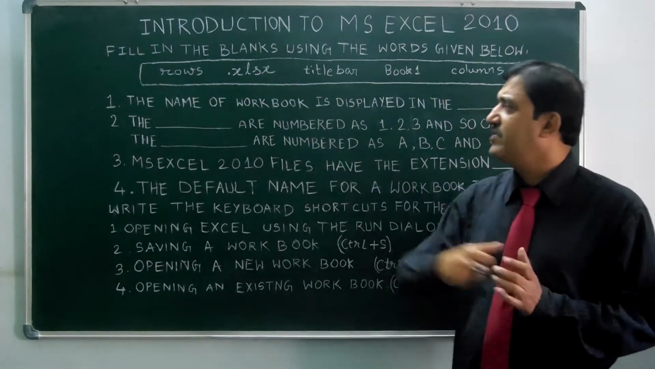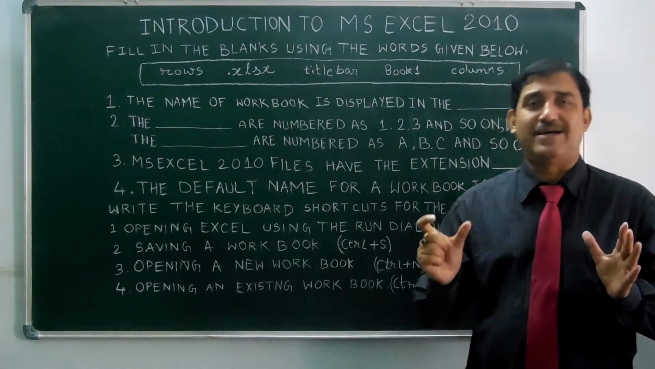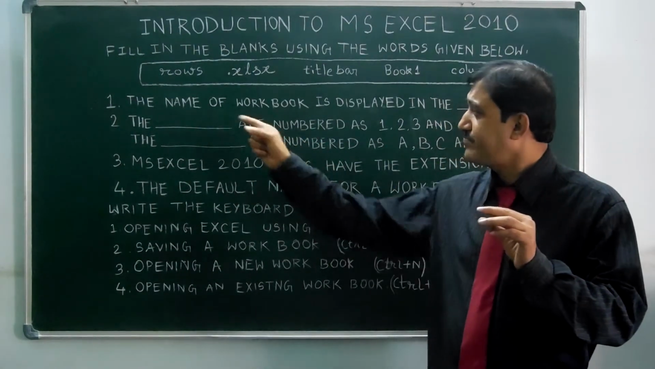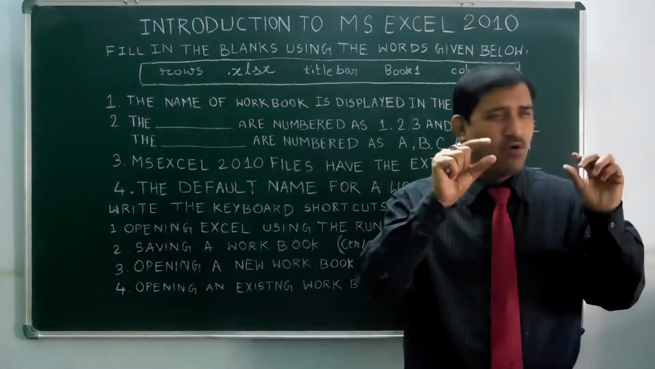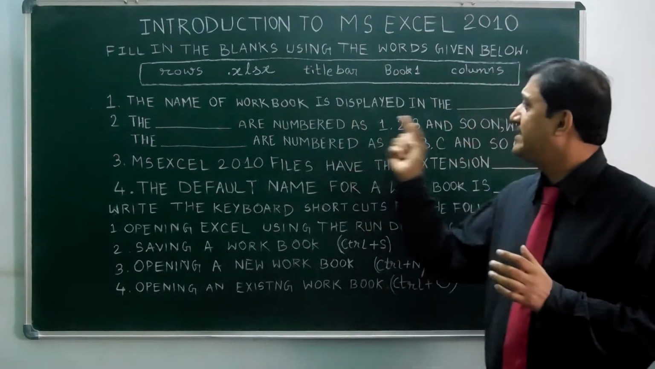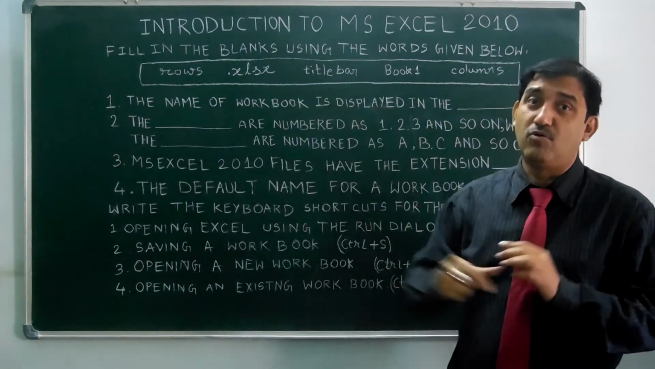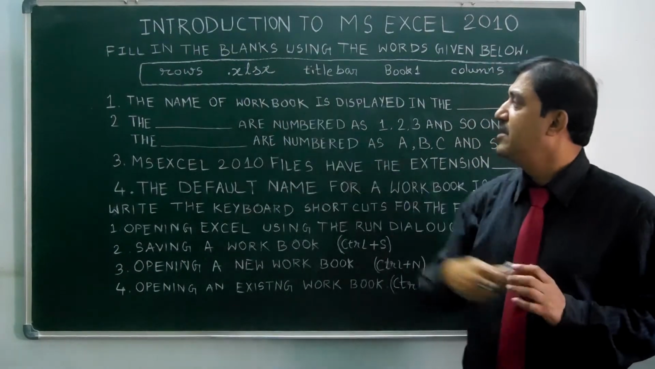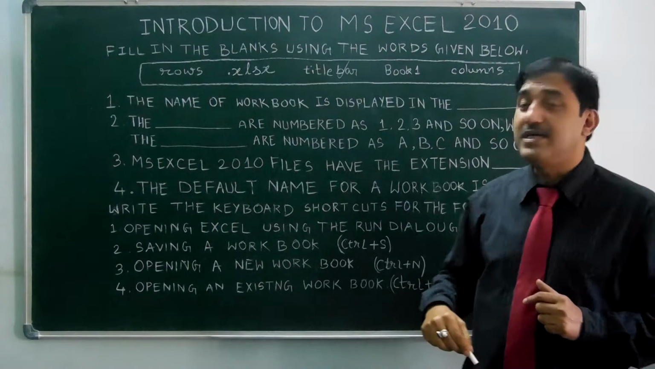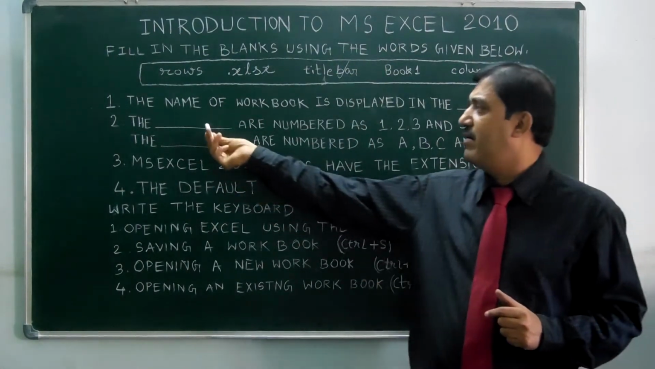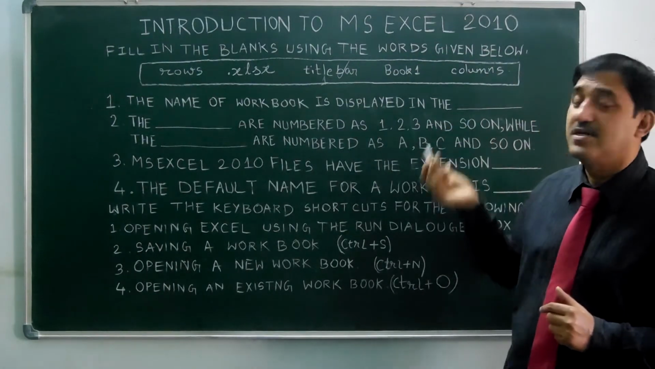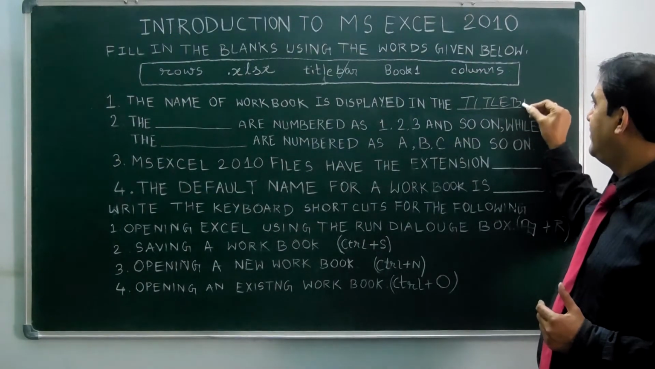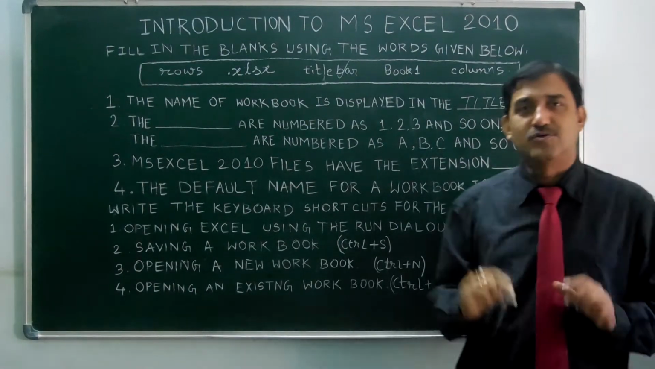The first one: the name of the workbook is displayed in the dash. This is an essential thing that everyone must know. There should be a name for the workbook, and it is displayed in the dash. Where can you see the name of the workbook? You don't get it in the rows, you don't get it in the .xls, but you get it in the title bar. So remember that this will be the title bar, T-I-T-L-E. Okay, you got it? This one is clear to you.